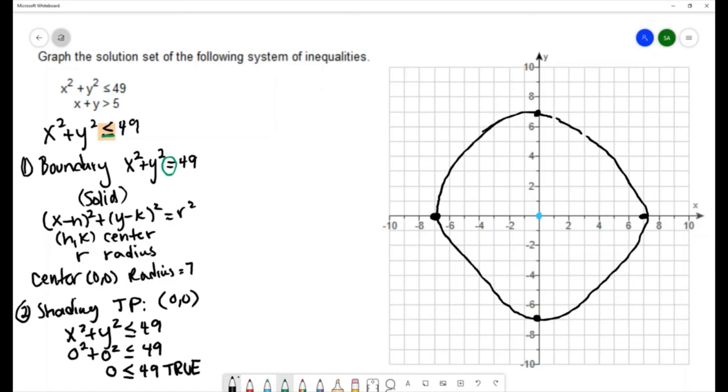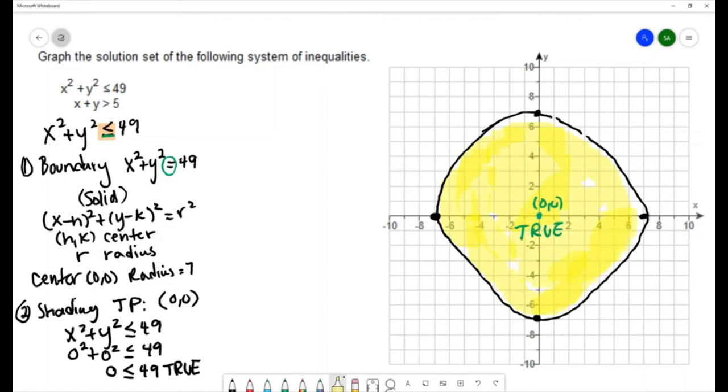So when we substituted my test point of 0, 0 into the inequality, we got a true statement. And what that tells me is that all of the points inside of the circle will yield a true statement when substituted into the inequality. And that means these are the solutions to the inequality. So we want to shade those solutions which are on the inside of the circle. If we had gotten a false statement from our test point, then we would shade on the other side, which would be on the outside.